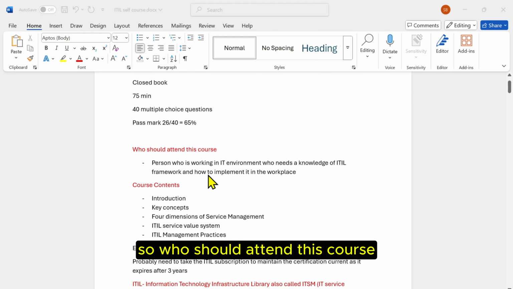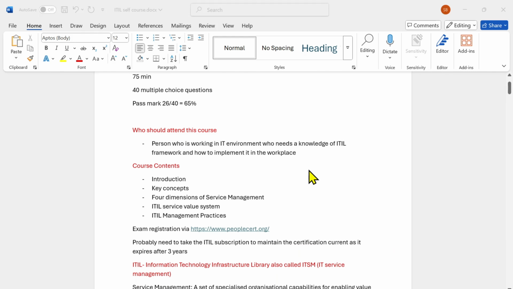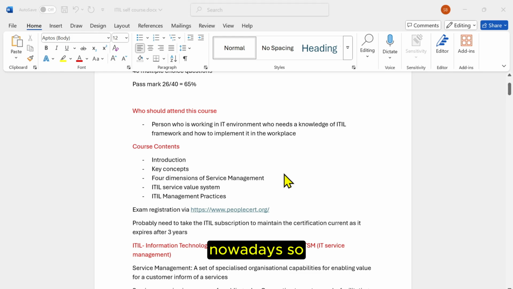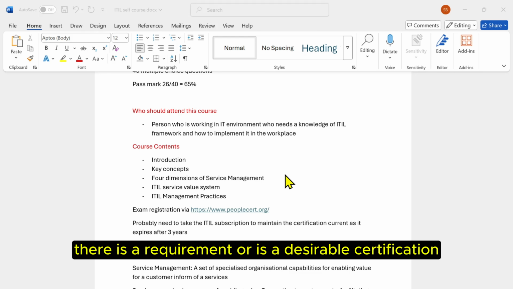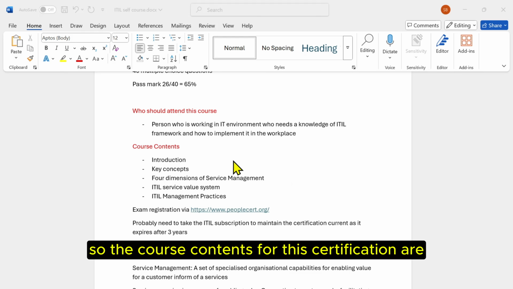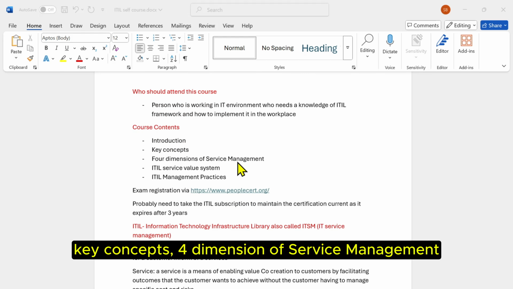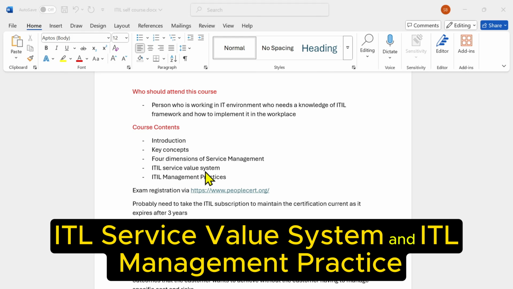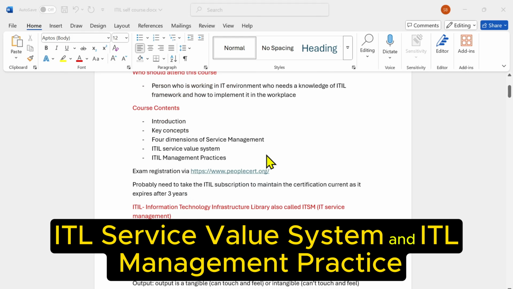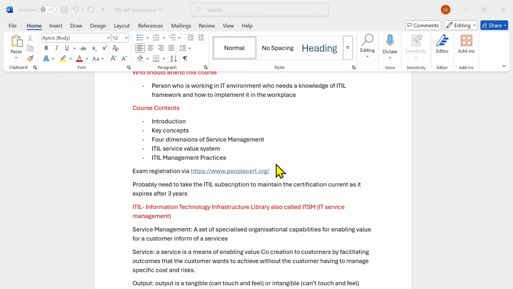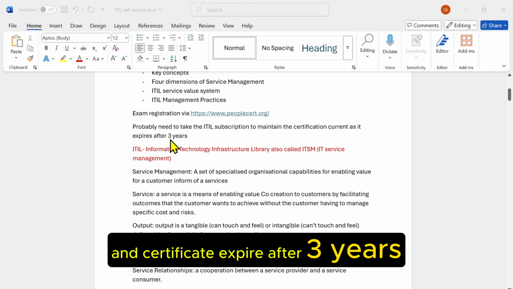So who should attend this course? A person who is working in an IT environment needs to attend this course, because it's really important in the IT environment to have this certificate, and many employers are asking for it nowadays. Every time you go and apply for a job on SEEK or anywhere, it's a requirement or a desirable certification. The course contents for the certification are an introduction, key concepts, 4 dimensions of service management, the ITIL service value system, and ITIL management practices. You can give the exam from the website peoplecert.org.au, and the certificate expires after 3 years.